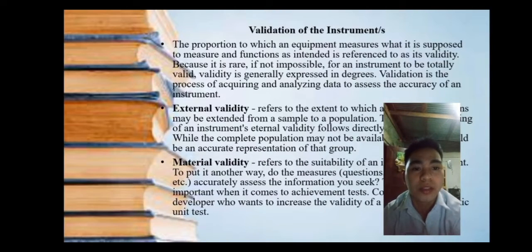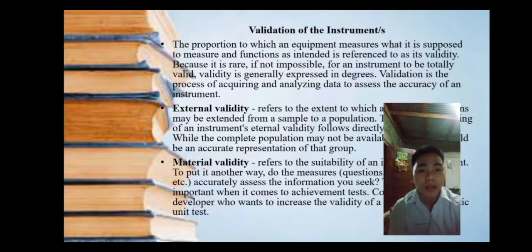Validation of the instruments. The extent to which an instrument measures what it is supposed to measure and functions as intended is referred to as validity, because it is rare, if not impossible, for an instrument to be totally valid. Validity is generally expressed in degrees. Validation is the process of acquiring and analyzing data to assess the accuracy of an instrument.